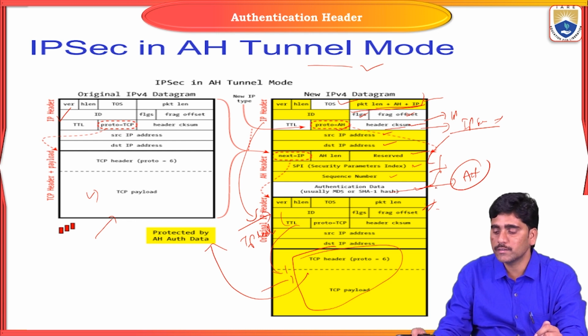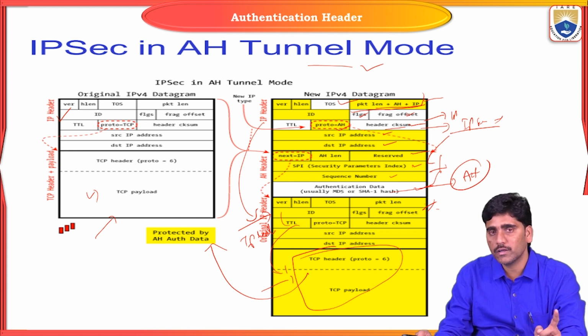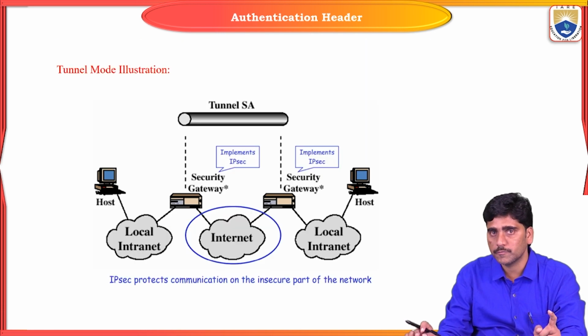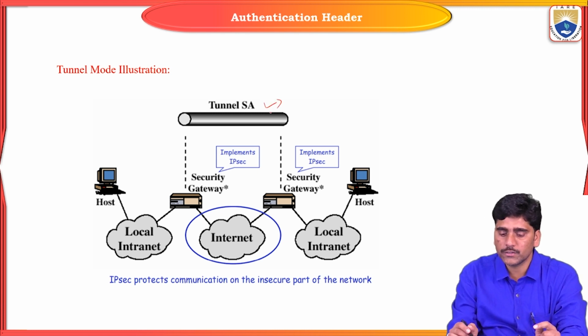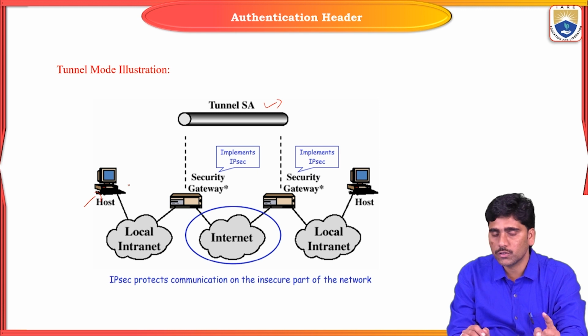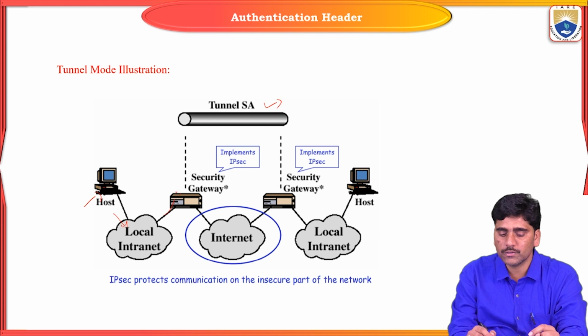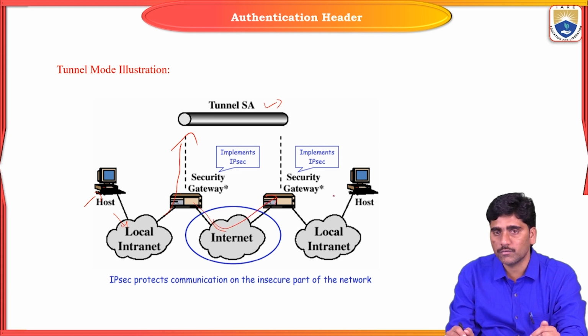This is the way we can understand how tunnel mode operates. Tunnel mode provides the services between network to gateway, gateway to gateway, or host to gateway. And this is the illustration of tunnel mode. This is the tunnel security association. This is the normal local host using the local intranet, and it provides the services with the help of the gateway to the tunnel security association. Similarly, the gateway provides services to the additional gateway, and again the gateway provides the services to the host.